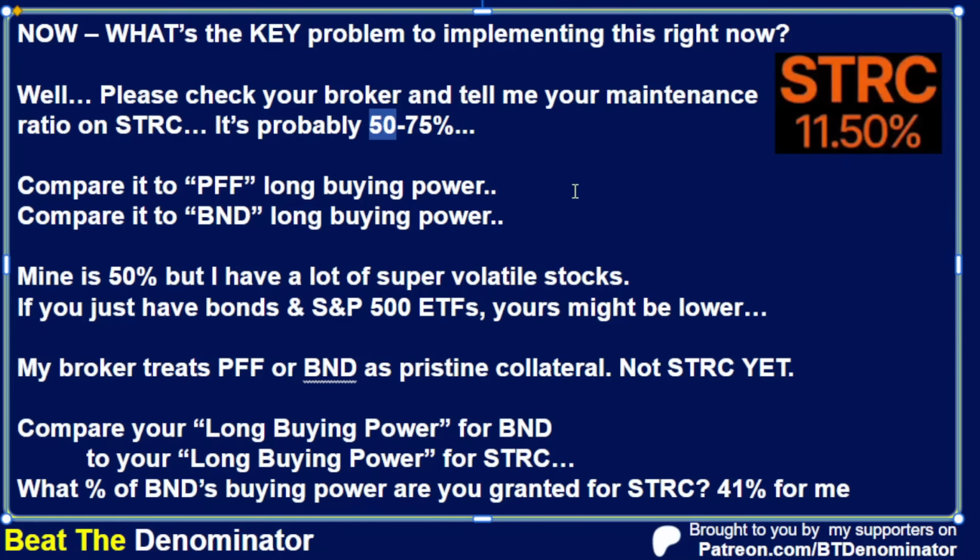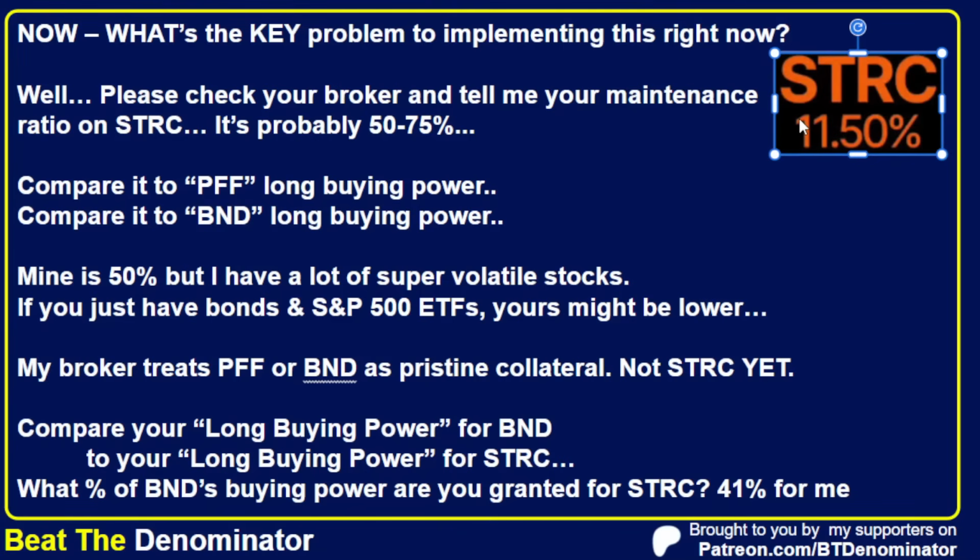So look at the maintenance ratio on STRC and compare it to an old-world, seasoned, well-accepted asset like PFF, which is a preferred stock ETF from iShares, or BND, which is the Vanguard Bond ETF. My guess is that you're going to have 25% on those two. Traditional brokers treat ETFs like BND as pristine collateral. They treat the S&P 500 as pristine collateral. They still treat STRC as pretty darn bad collateral. Mine for STRC is actually 50%, but on my broker, STRC is totally not well treated.